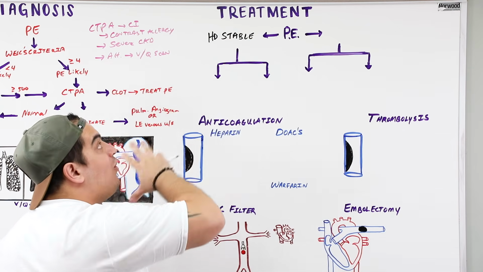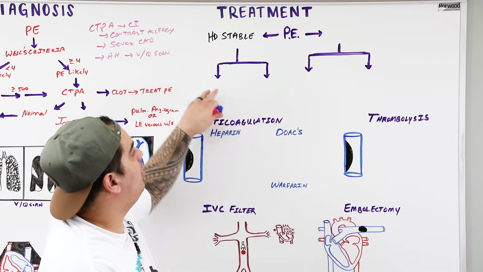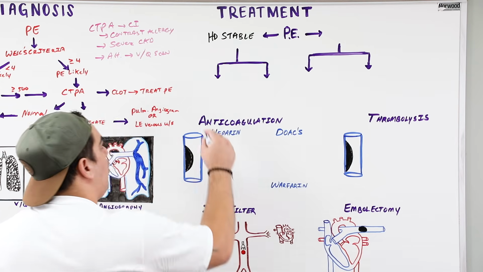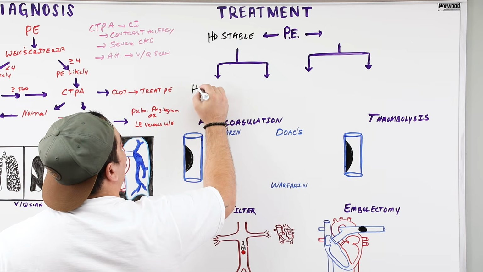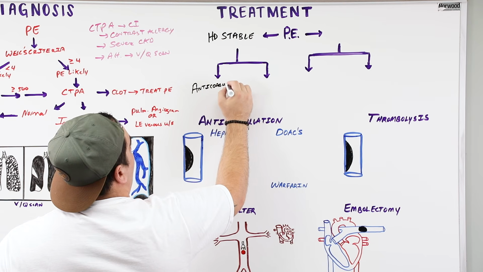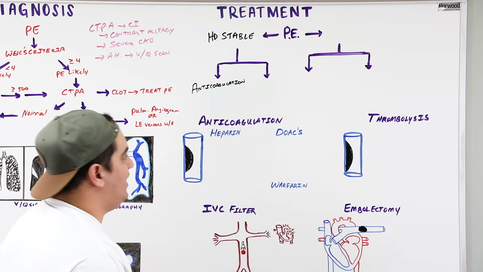And this person, they don't have that. So we don't have to go with the very aggressive therapies. We can go with a little bit of the less aggressive therapy. And we have two options. The first one is that we can do what's called anticoagulation. And there are different types of anticoagulants that we will discuss in great detail.